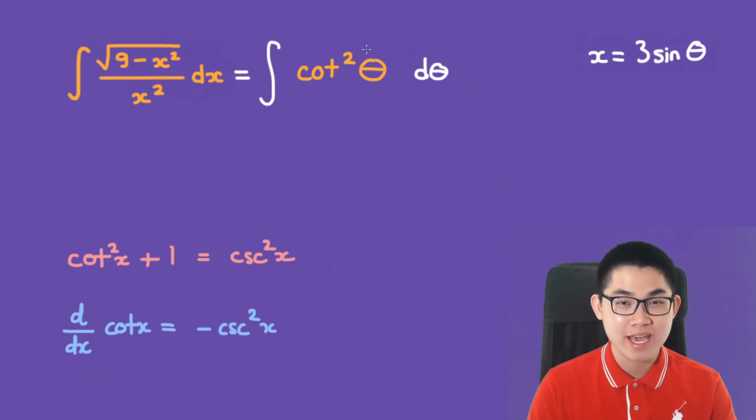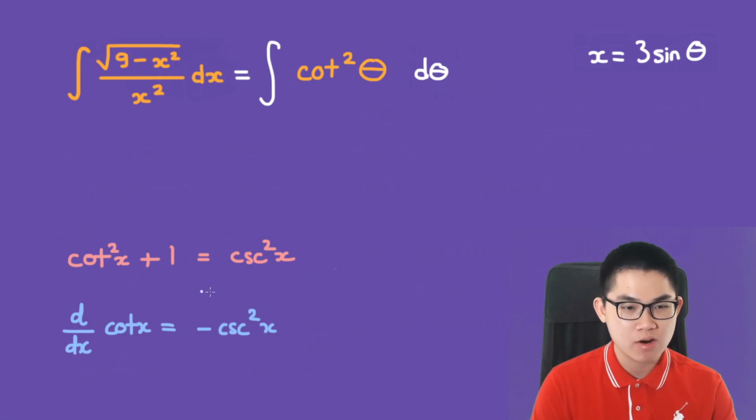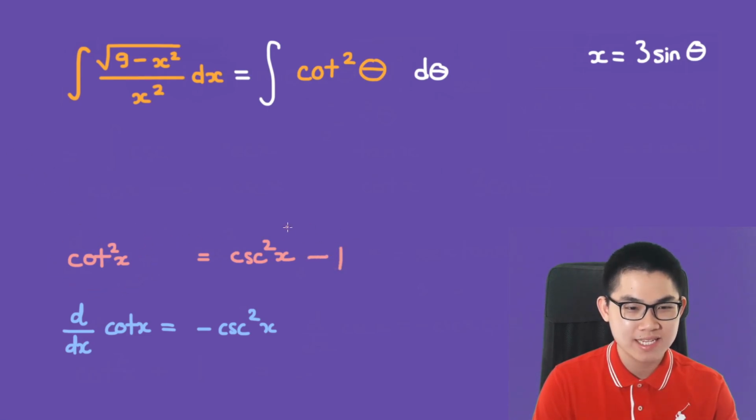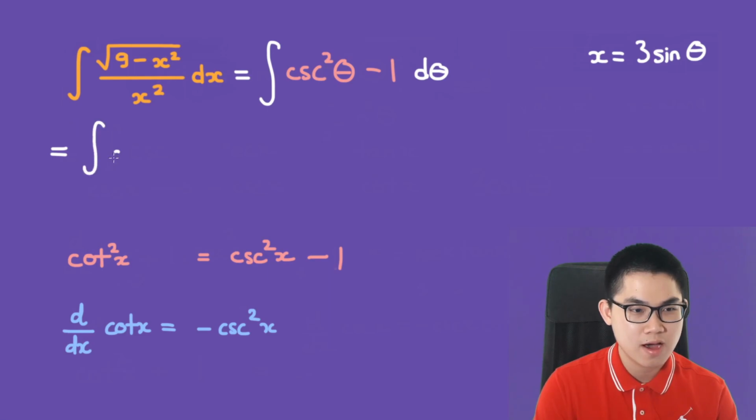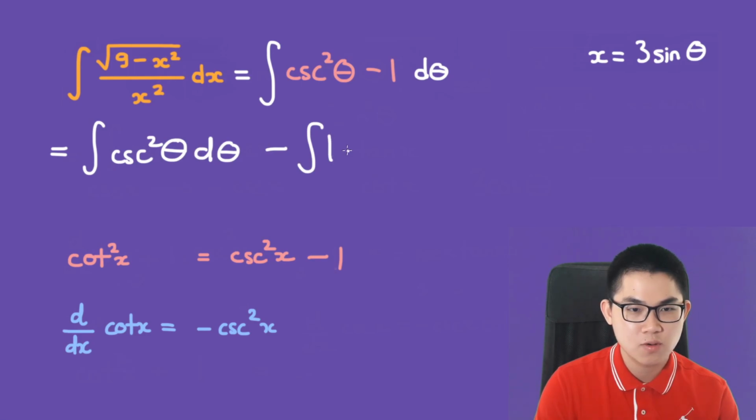The indirect way is to convert the cotangent to the power of 2 to a cosecant. If we look at our trigonometry identity and subtract 1 from both sides, we have cotangent to the power of 2 is cosecant squared minus 1. Let's go ahead and split this integral apart. So we have the integral of cosecant to the power of 2 minus the integral of just 1 d theta. Now, what is the antiderivative of 1 d theta? Well, it is just theta plus c.